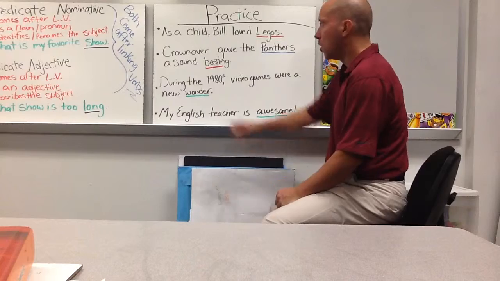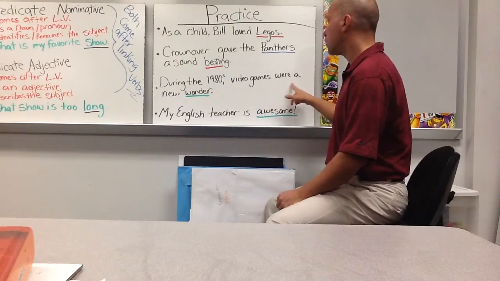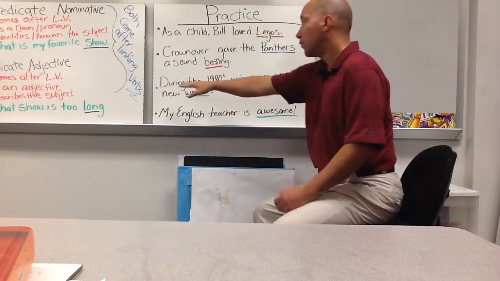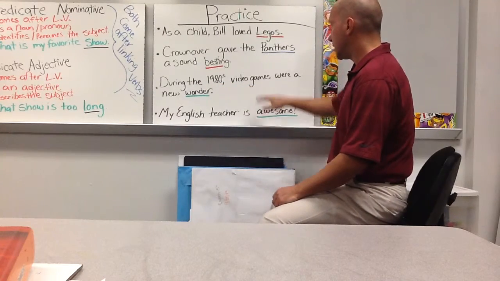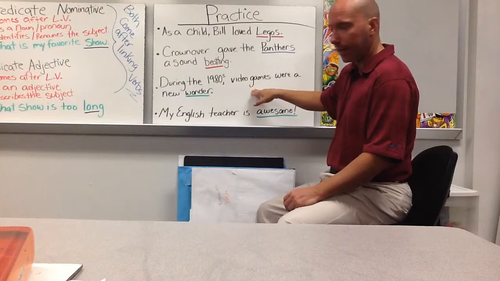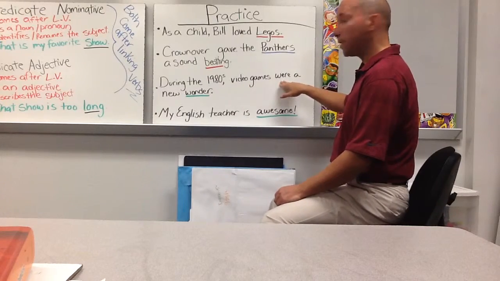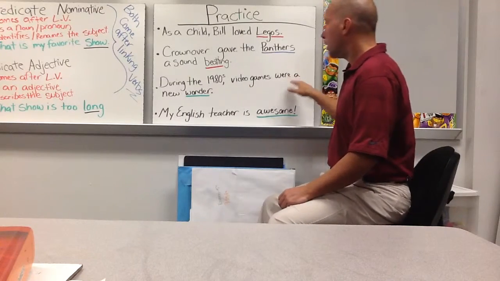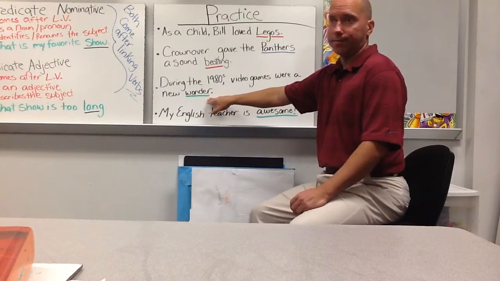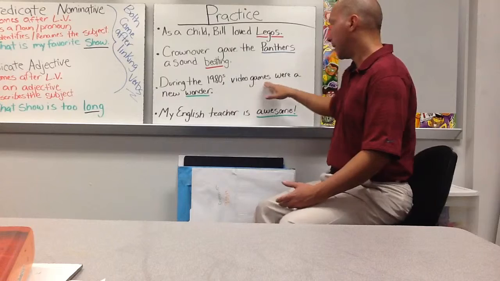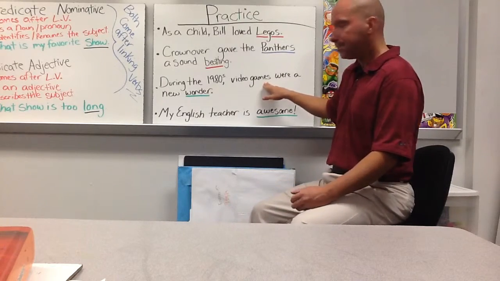In the next sentence, during the 1980s, video games were a new wonder. During the 1980s is an introductory prepositional phrase, and our subject is games. Video is just describing the games. So video games were, that's our linking verb, and then they were a new wonder. Wonder is describing or giving more information, renaming the games, so that's our predicate nominative.